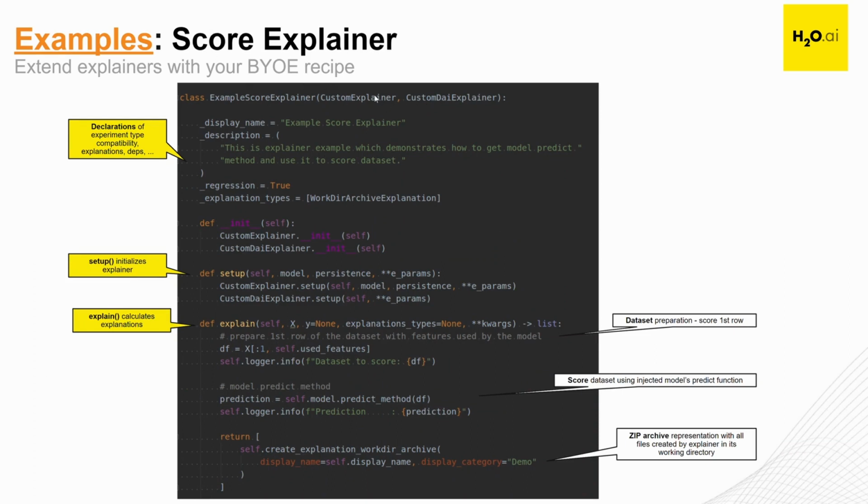That explainer, really briefly, is simple. You just implement, as I said, a class. You give it a name, description. You declare that it supports regression, for instance, or multinomial. You can declare which are the dependencies, and then you just implement setup, which is some kind of initialization, and explain. And explain gets a dataset, labels, and the model is injected, so you can see here there is just a predict method. So you have all the data, you have the predict method, and it's up to you what you want to do. And this is actually a valid explainer. This just scores the dataset and provides the predictions for download.